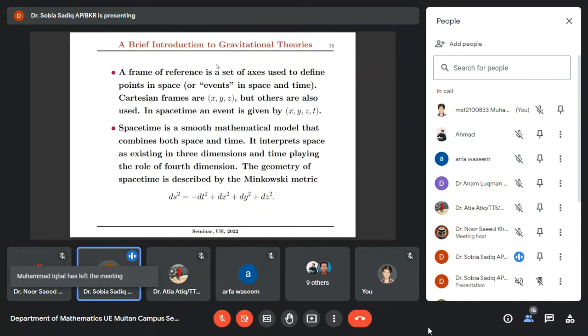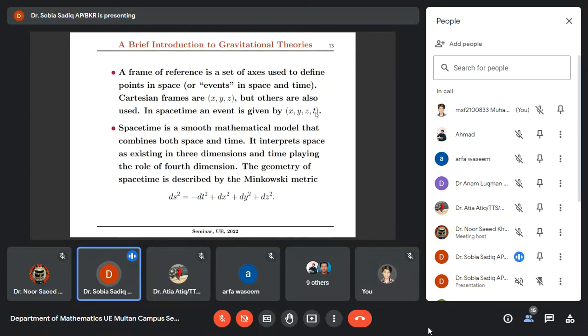So when time is unified with space, then it becomes an event, as you can see here. And when we measure a point in space, it is denoted by x, y, z. But when we unify time with these points, then it becomes an event, and it is denoted by x, y, z, and t.